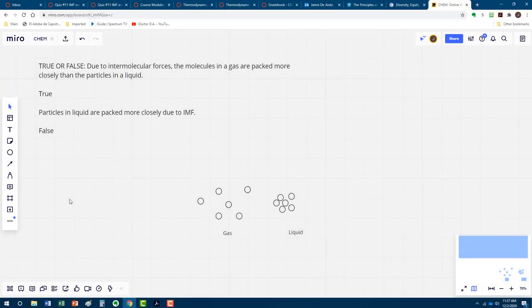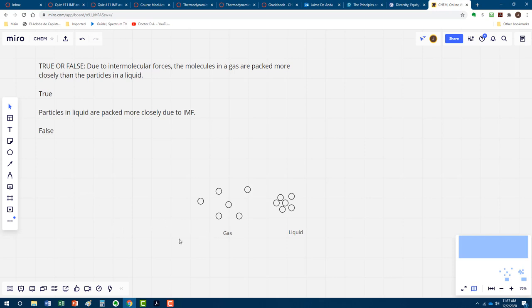Okay, let's take this next question now. True or false? Due to intermolecular forces, the molecules in a gas are packed more closely than the particles in a liquid. Again, this goes back to the kinetic molecular model that we discussed for gases, and then we amplified in this unit for liquids and solids.